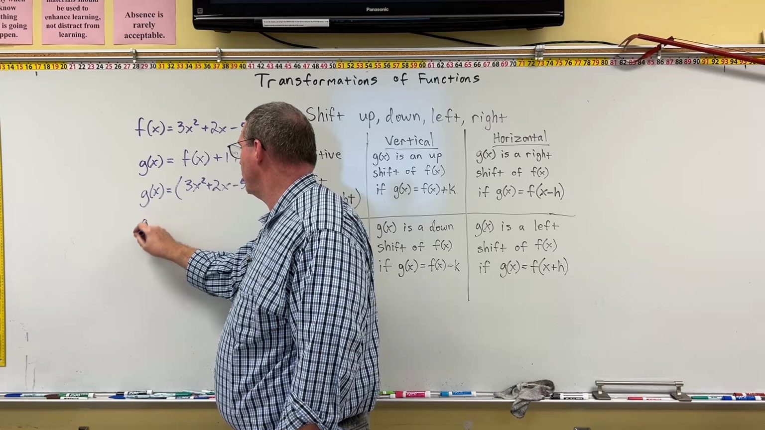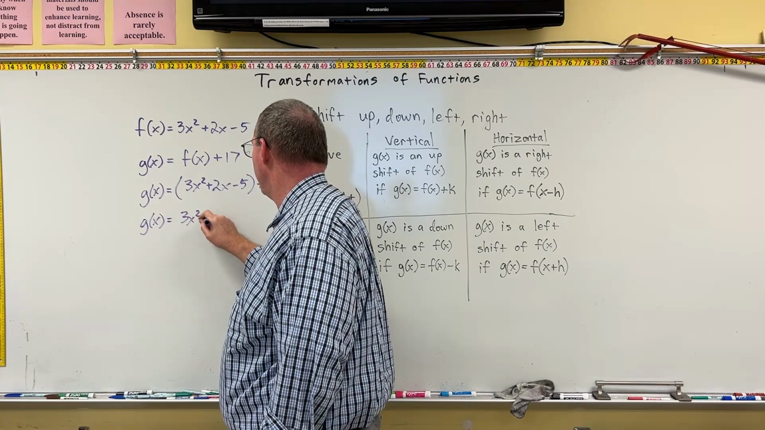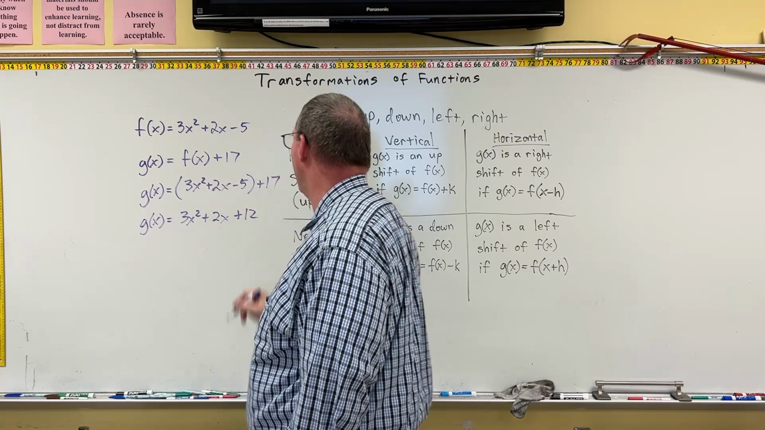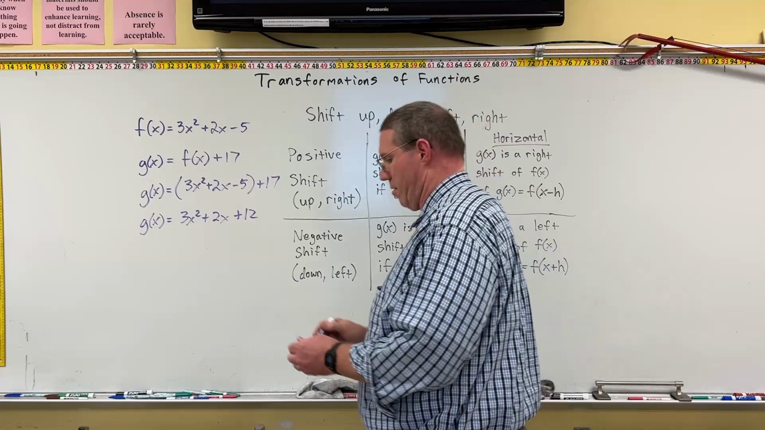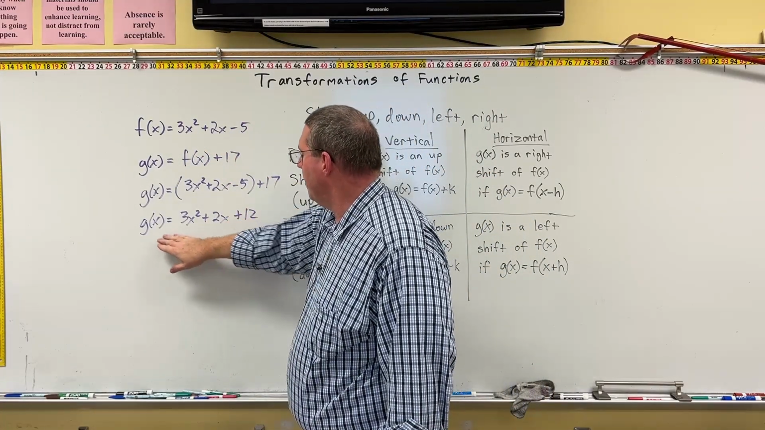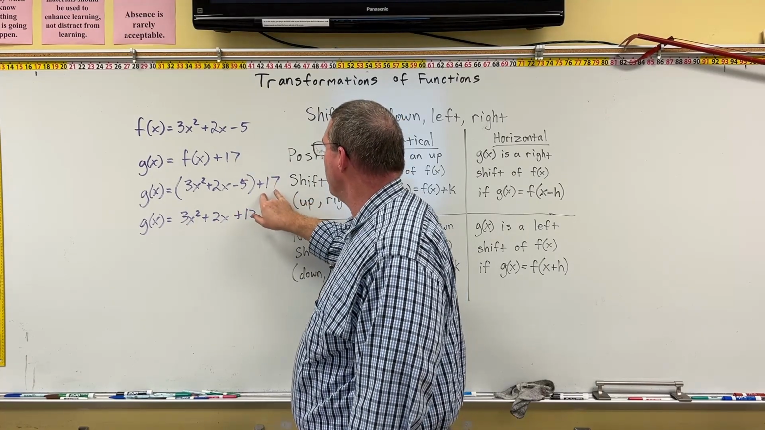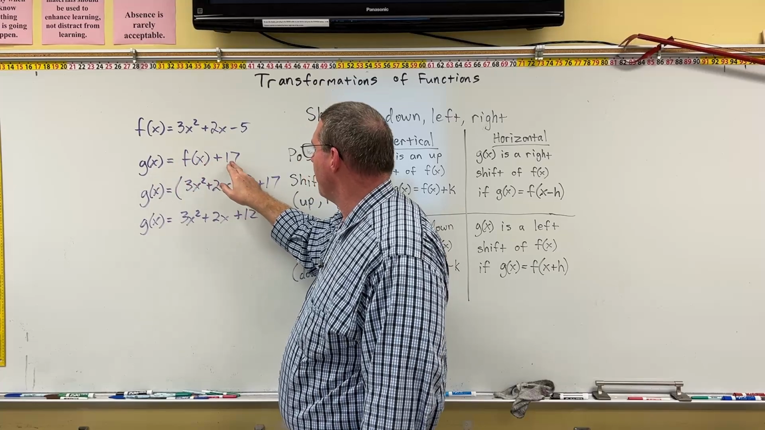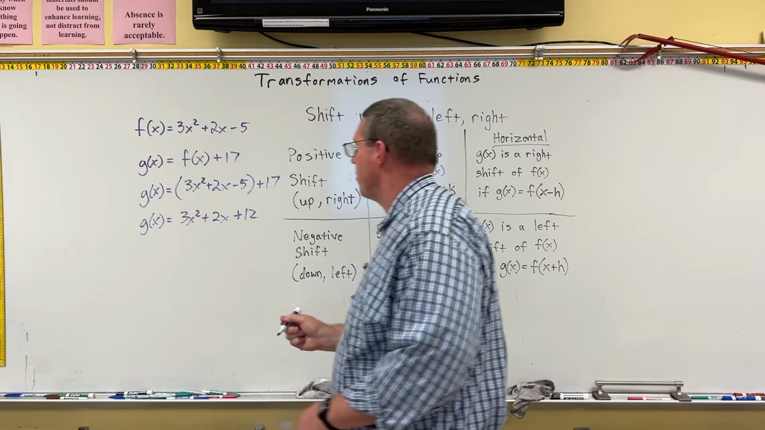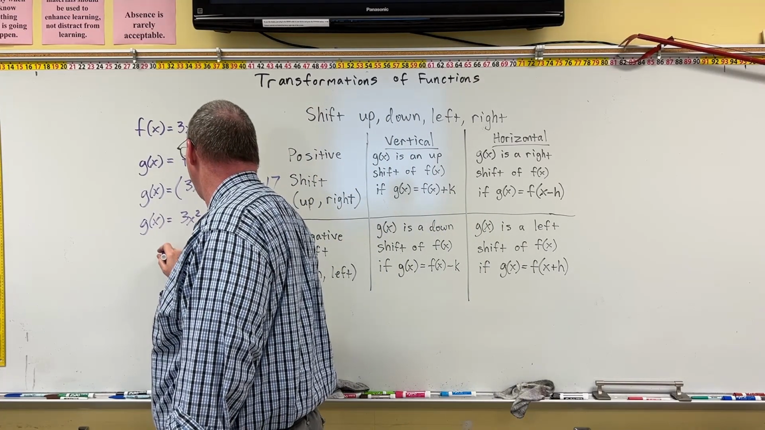And so that means that g of x is equal to 3x squared plus 2x minus 5 plus 17 is plus 12. And so where f of x is 3x squared plus 2x minus 5, g of x is 3x squared plus 2x plus 12. And so all the values of g of x are going to be 17 larger than the values of f of x. So for example, let's plug 1 in for x.